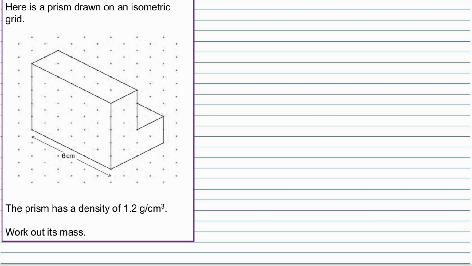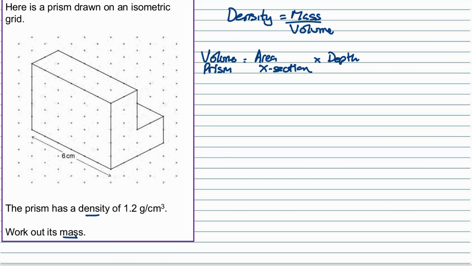Okay, so welcome back if you had a go. So we know the mass and the density and the volume. It's related by the formula that density equals mass divided by volume. We've been given the density, we want to work out the mass, so we need to work out the volume. So we can work out the volume as the area of a cross-section multiplied by the depth, and the depth is given as 6 centimeters. So we need to work out the area of this cross-section.